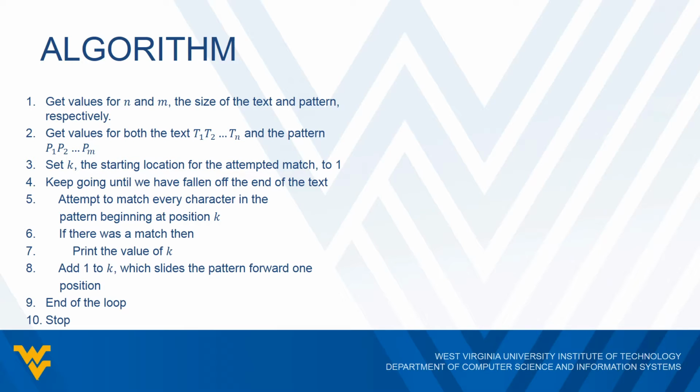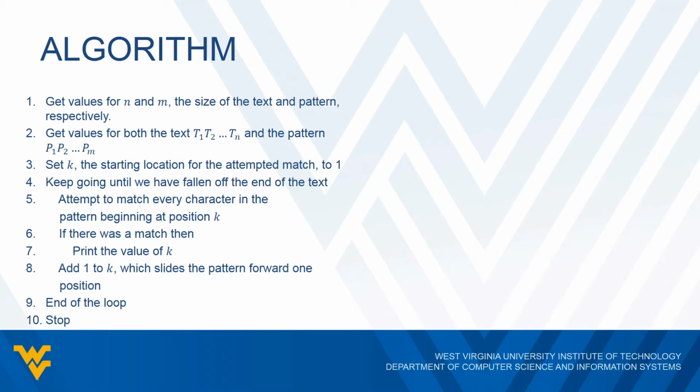In step 3, we're going to have a variable called K, and this is going to be the starting location for our attempted match. We're going to initialize that to 1, because we want to start at the very beginning of our text, and we're going to keep moving over. In step 4, we're going to have a loop, and notice it's not like an official while loop, but that's okay for now. We're going to keep doing steps 5 through 8 until we've fallen off the end of the text. We'll get to that in just a minute, don't worry.